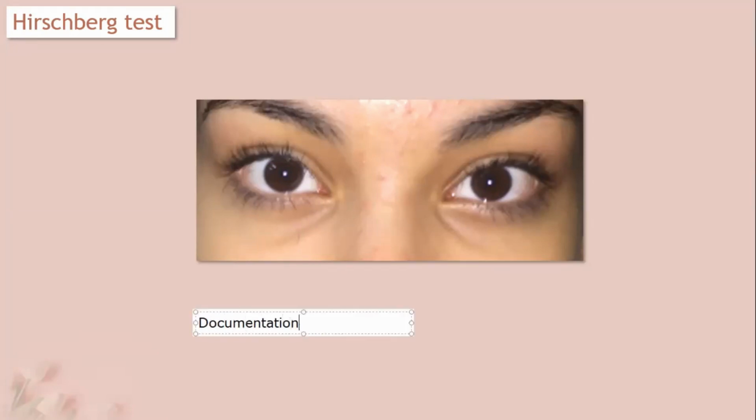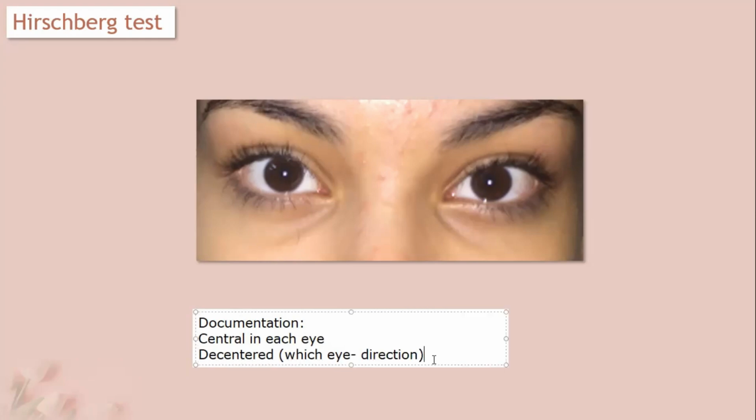For documentation, you should know how to document the finding, okay? You may say it's central in each eye, or in each pupil, or it could be decentered. And you have to specify which eye is decentered. Is it decentered in the right eye or in the left eye, or maybe in both eyes? So which eye? And you have to say the direction. Is it decentered nasally, temporally, or superiorly? And also how much, in degrees. Again, we will cover these points in the strabismus evaluation classes.